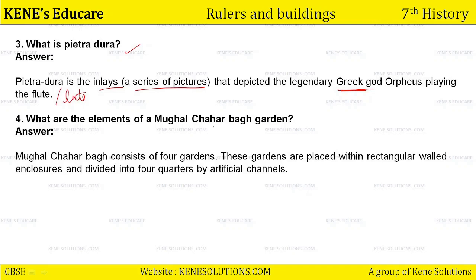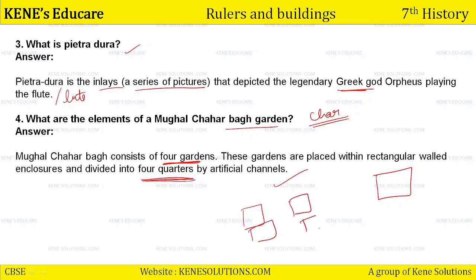What are the elements of a Mughal Char Bagh garden, or you can say Char Bagh garden as you pronounce it? Mughal Char Bagh consists of 4 gardens as demarcated by the name also. These gardens are placed within rectangular walled enclosure and divided into 4 quarters by artificial channel. ताजमहल के बाहर भी ऐसी 4 बाग form of garden बनाया गया है, and here is the main monument. Okay, so this was the Char Bagh model of architecture in the Mughals.